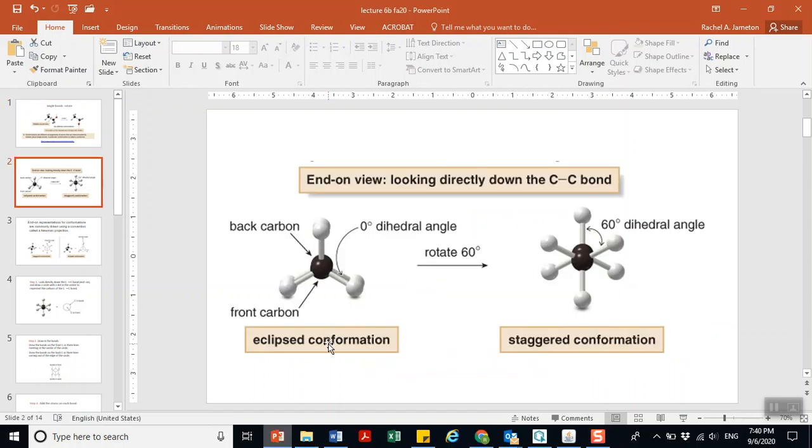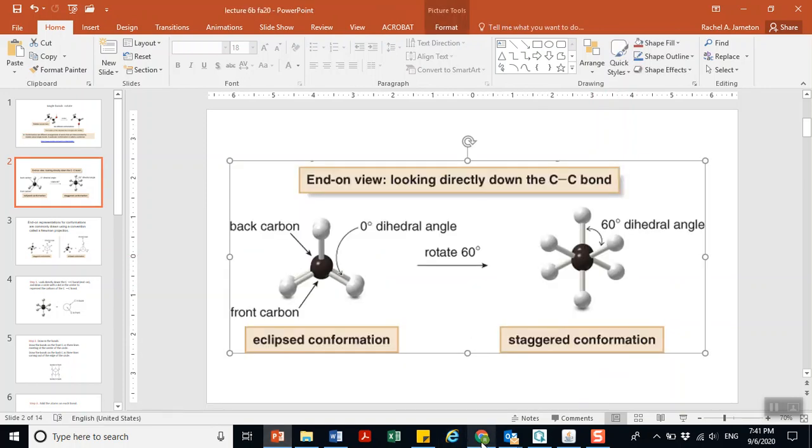of conformations for the molecule of ethane are one, eclipsed, where if you're looking at it from the front to back carbon, those hydrogens overlap each other. And then there is also the staggered conformation where the hydrogens are as far apart from one another. So let's look at that in two different ways of modeling it.